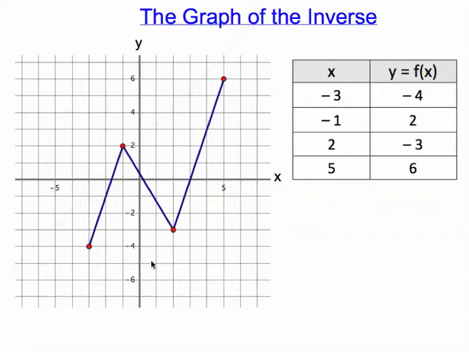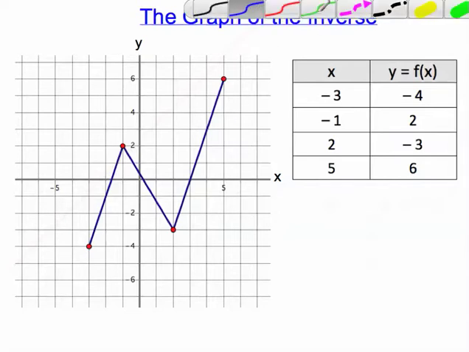Here we're given a graph and its corresponding table of values. The table of values shows you the coordinates of each of the points in red. And this graph, or this function rather, is defined as y equals f of x. So this is the function f. Now, if we were asked to graph the inverse, how would we go about that?